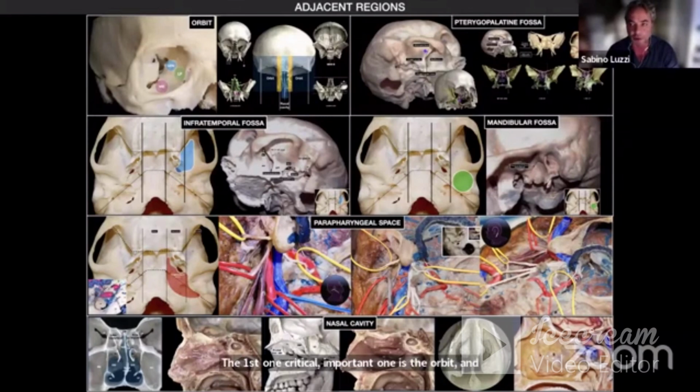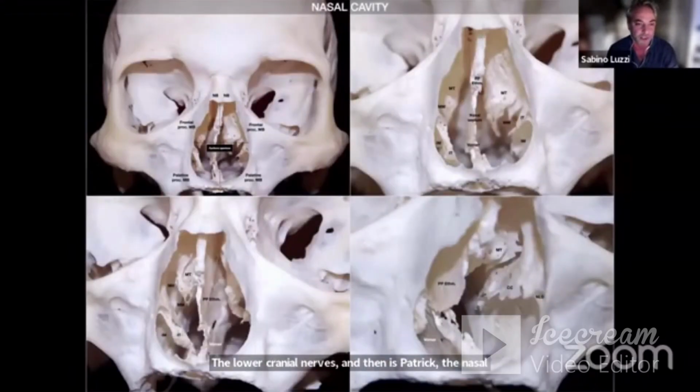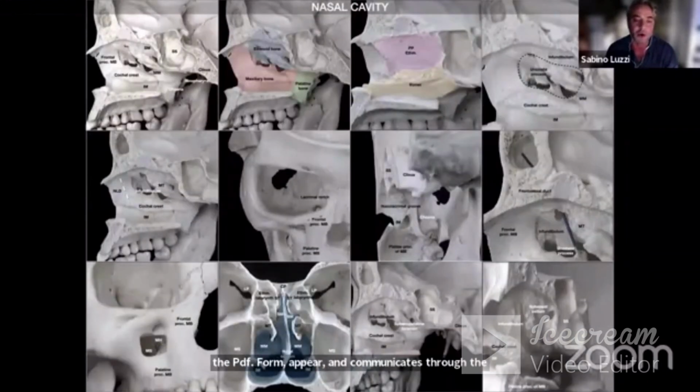It is very important because most of these approaches are carried out through the maxillary sinus, as I will show you here. And then we have the infratemporal fossa, mandibular fossa, and parapharyngeal space. This one is very important for some kinds of schwannomas affecting the extracranial side of the lower cranial nerves, and then especially the nasal cavity. The nasal cavity today is one of the most important aspects that we have to face in skull-base surgery. It opens with the piriform aperture here and communicates through the choana with the rhinopharynx, and inferiorly with the oropharynx here.